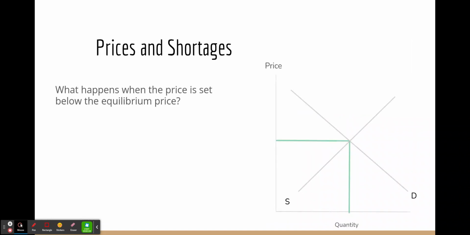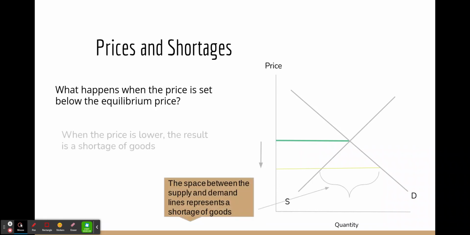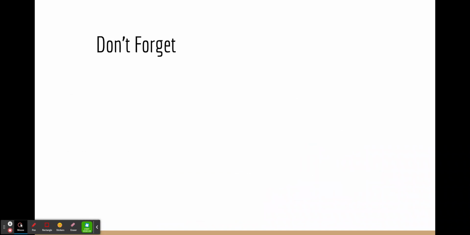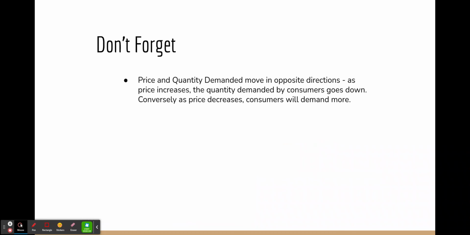When we decrease the price, shown by this yellow line, it once again intersects supply and demand curves in different places. Since at that lower price, the quantity suppliers are willing to provide is less than the quantity demanded by consumers, we have a shortage of goods equal to the difference between the 2 points. In both cases, when faced with a shortage or surplus, prices will eventually be forced to fall or rise back into equilibrium.